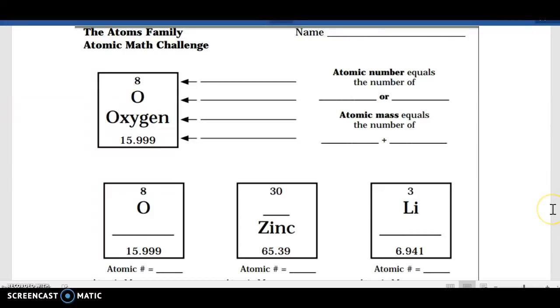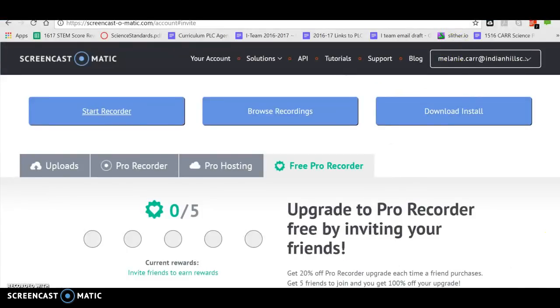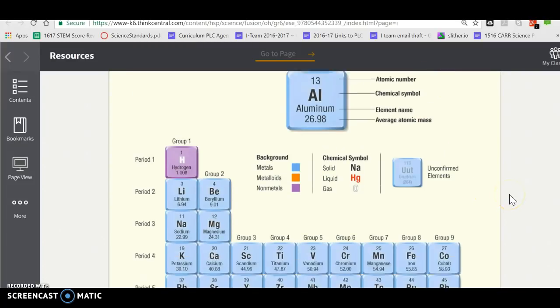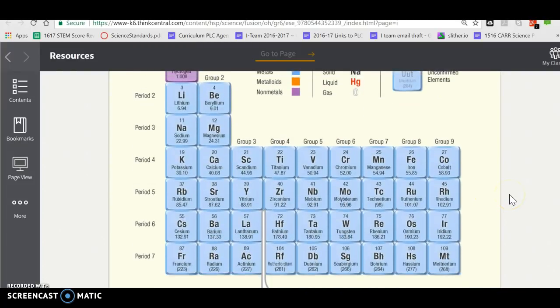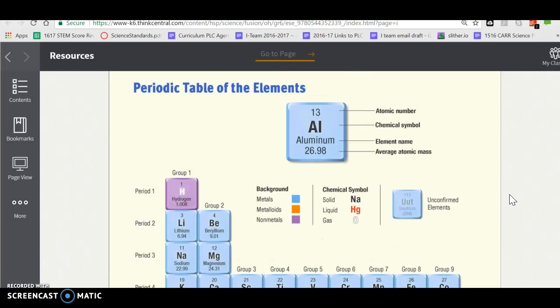All right, here we are at the Atomic Math Challenge, and you should have a paper that looks like this. Also, what will be helpful is if you have a periodic table of elements. If you're in the classroom, I have a whole bunch of them on the walls, or I actually have placemats. Remind me and I'll get those down for us to use. But probably the most handy is in your book, and it is going to be reference page 12. All right, you have a periodic table that looks like this.